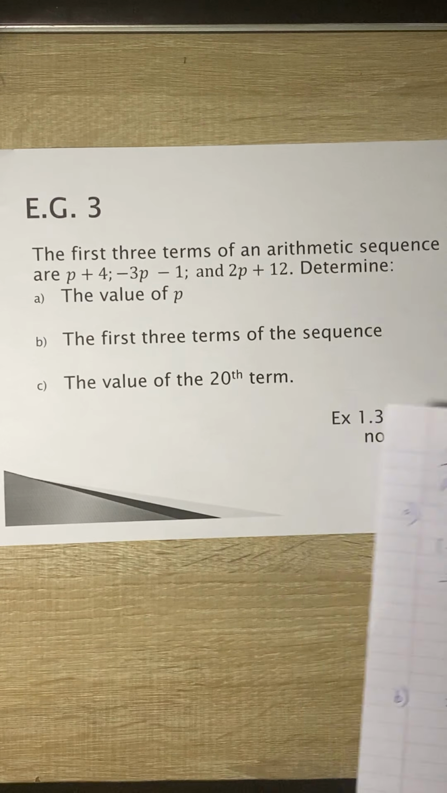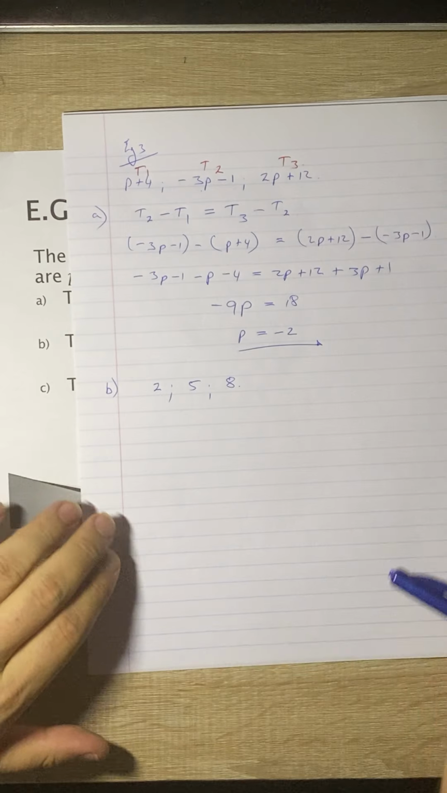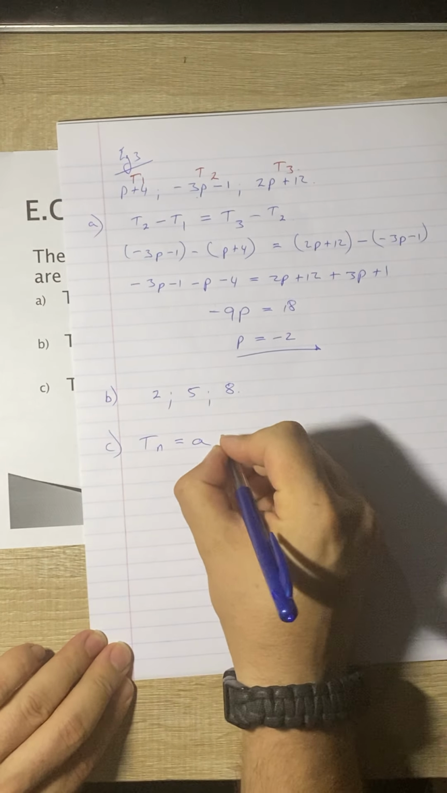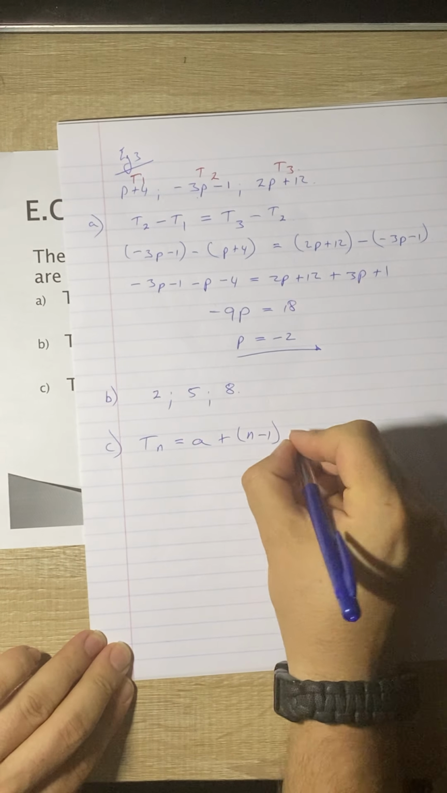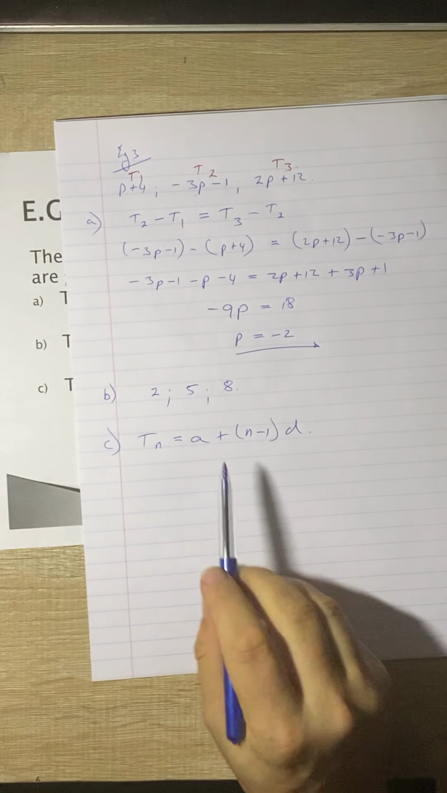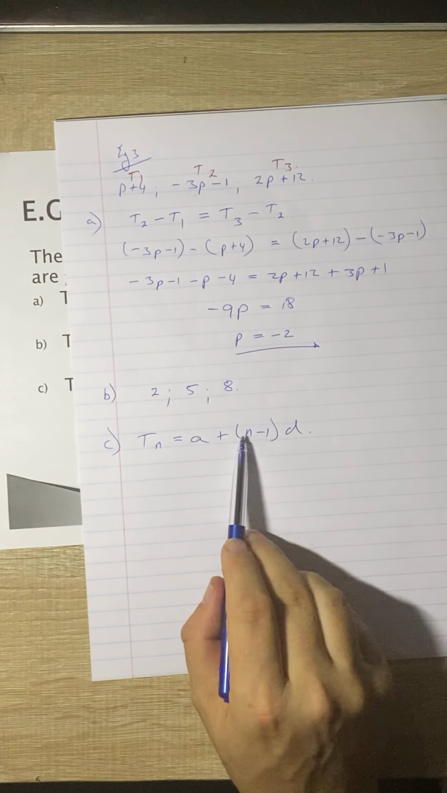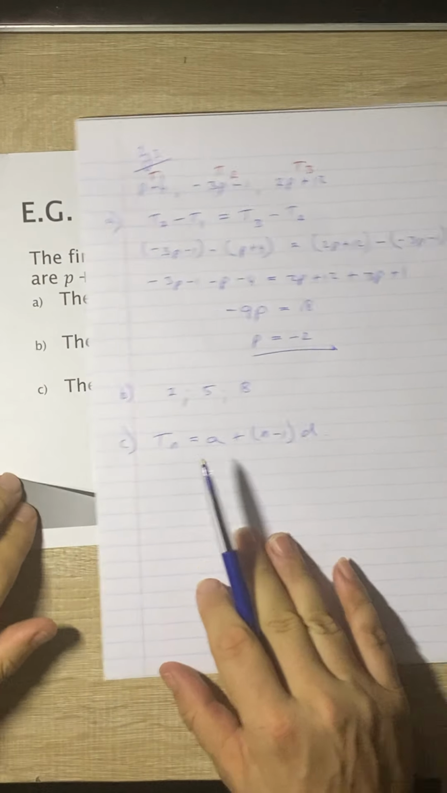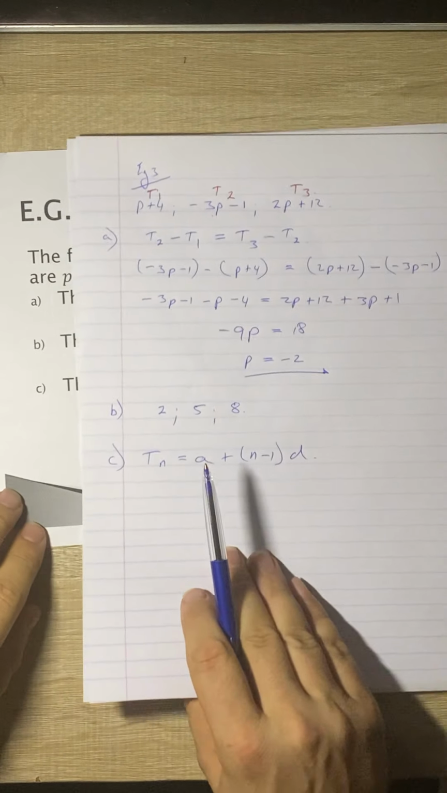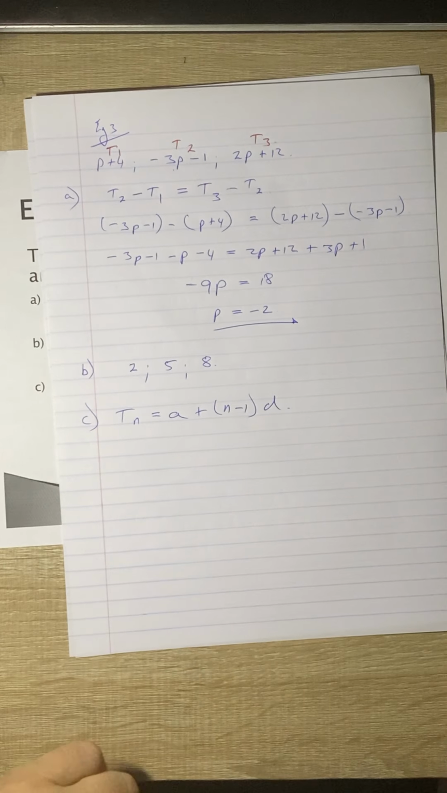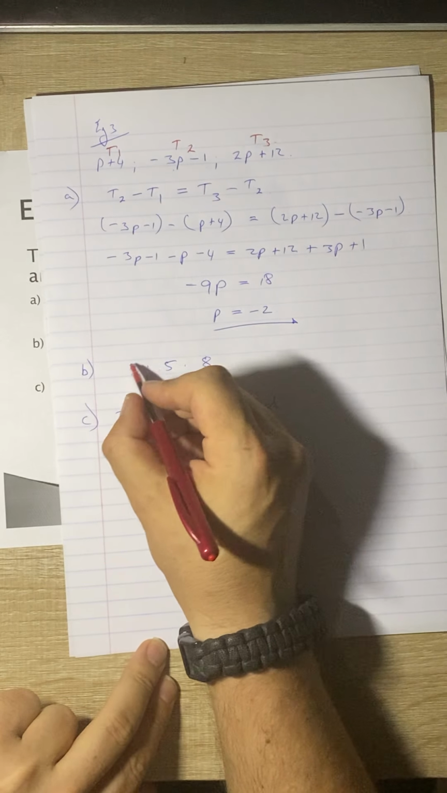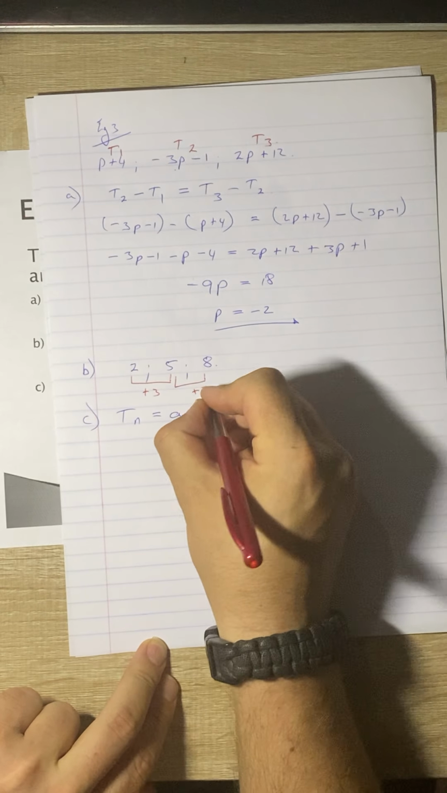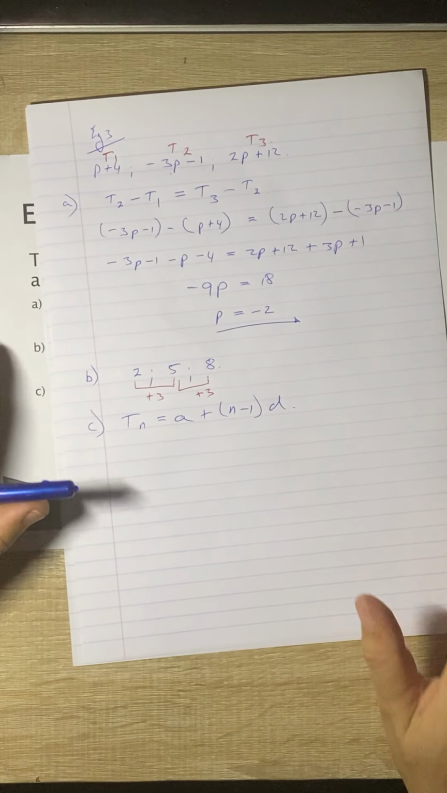Then the value of the 20th term. Okay. So Tn is equal to a plus n minus 1 times d. Now, in order to use this, I need to know what a is, d is, and n is. Okay. a we know is 2. n we know they ask for the 20th, so n is 20. The only thing we don't know is what d is, but we can work it out from over here. So you guys can see that to get from there to there, we plus 3. So our common difference is 3.